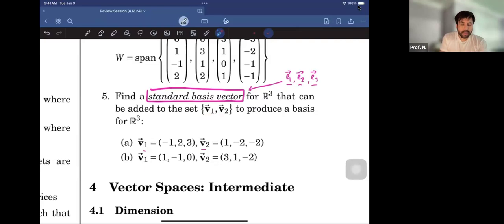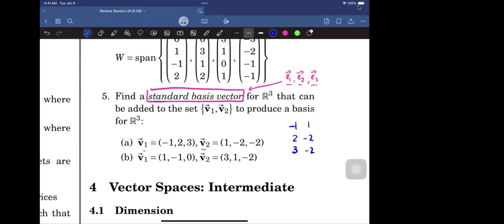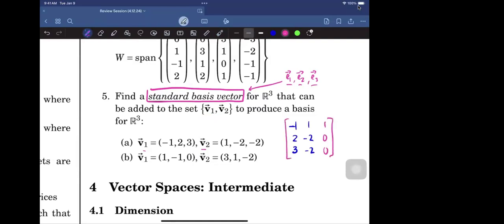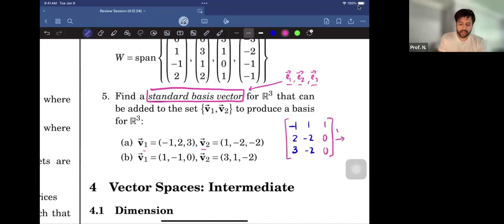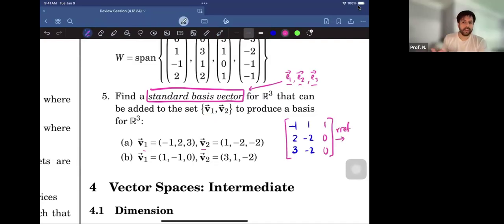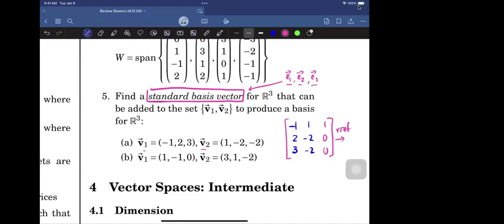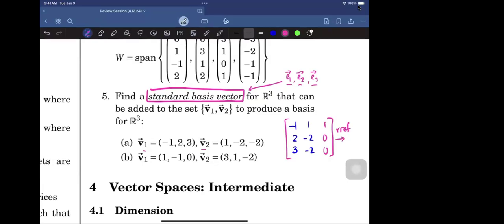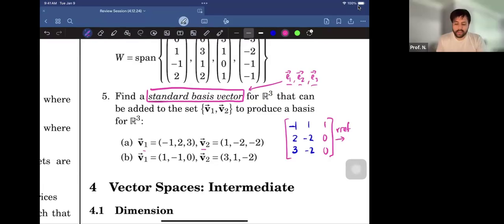Now the easiest way to do that is to put the columns in a matrix. So I would just say -1, 2, 3, and 1, -2, -2, and then try them. Try 1, 0, 0. If it's a basis, then what would be true? If I do RREF, I should get the identity. If I don't get the identity, that means there's linear dependence, so it's not a basis. You can literally put that in your calculator, right? So let's see if this one is good enough.